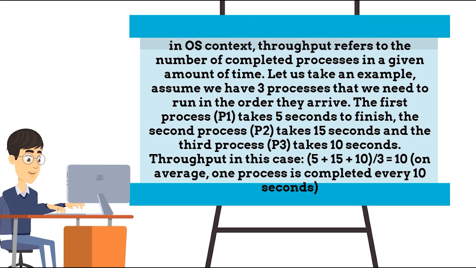Let us take an example. Assume we have 3 processes that we need to run in the order they arrive. The first process, P1, takes 5 seconds to finish, the second process, P2, takes 15 seconds and the third process, P3, takes 10 seconds. Throughput in this case: (5 + 15 + 10)/3 equals 10. On average, one process is completed every 10 seconds.